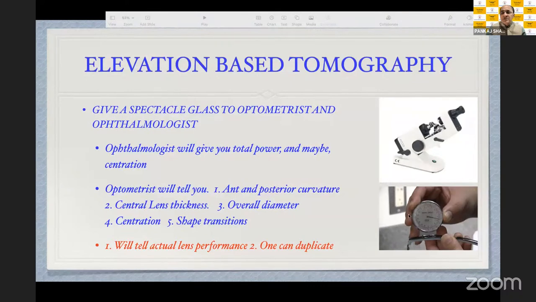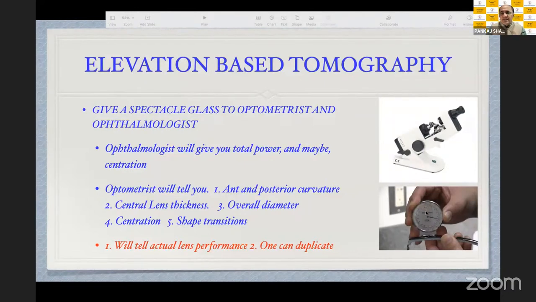What is the name of this instrument? This is not used by an ophthalmologist. This is used by an optometrist. This is a Geneva lens measure. An ophthalmologist will just put the lens in the focimeter and he'll tell you this is the power of the lens. Maybe also the centration.